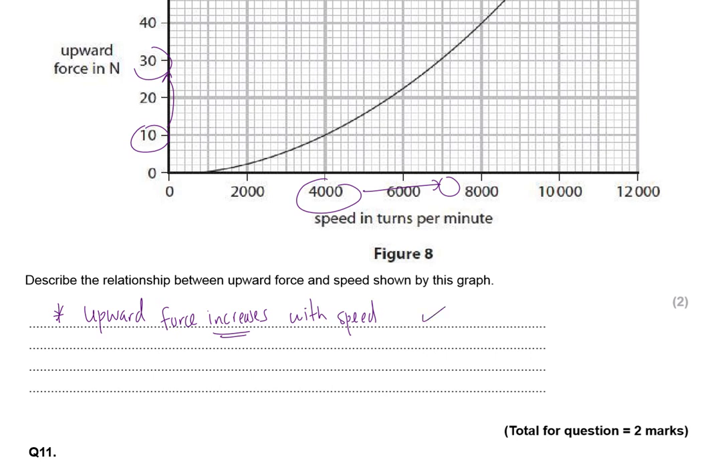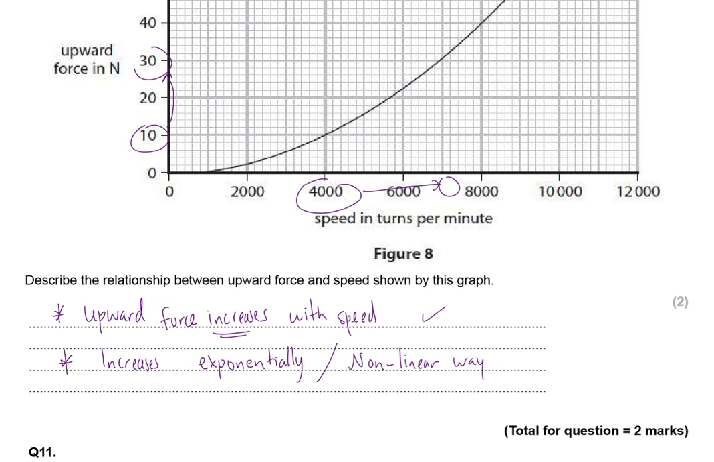Okay, now the next one is how is it increasing? So what kind of graph is this? This is an exponential graph, so it increases exponentially. And I can also say it increases in a non-linear way, because it is not straight.